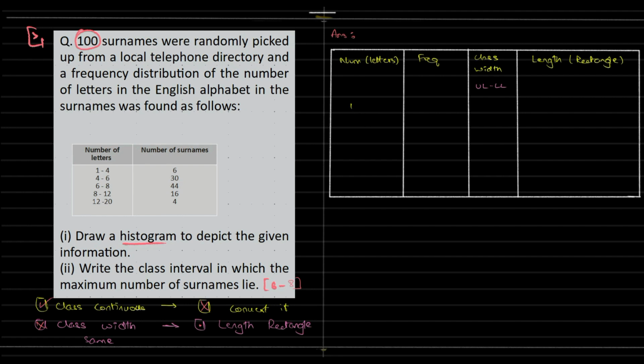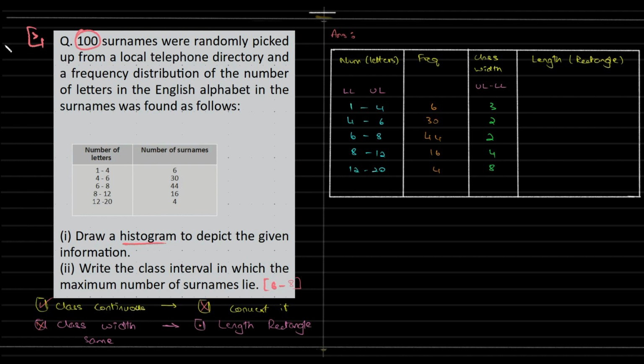1 to 4, 4 to 6, 6 to 8, 8 to 12, 12 to 20. These are your lower limits and these are your upper limits. And the frequency happens to be 6, 30, 44, 16 and 4. And the difference is 3, 2, 2, 4 and 8.